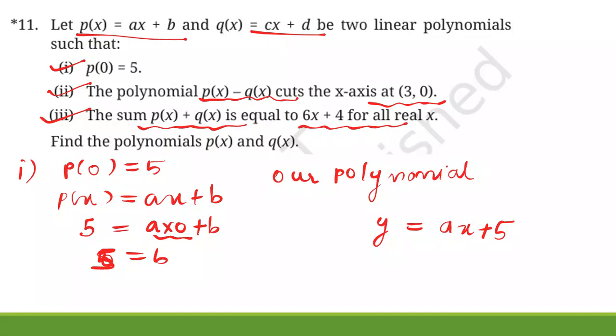Now moving to the second sub question. What is the second sub question? The polynomial p of x minus q of x cuts the x-axis at (3, 0). So we have to find p of x minus q of x first of all. It's given that it cuts the x-axis at (3, 0), which means p of x minus q of x should satisfy the point (3, 0). So first we will find p of x minus q of x, then we will substitute x equal to 3 and y equal to 0 into it.